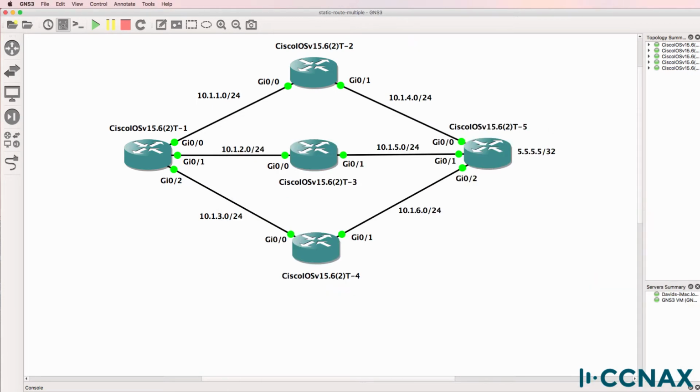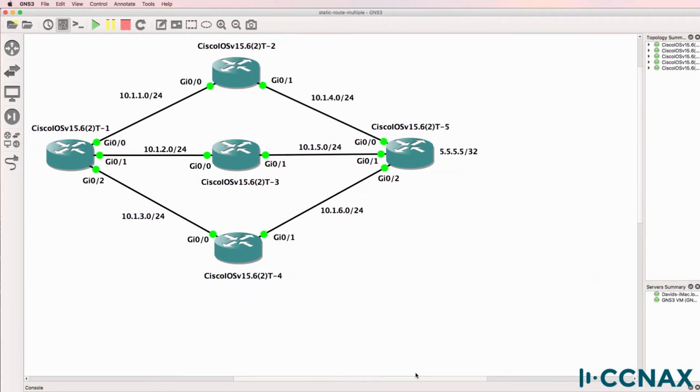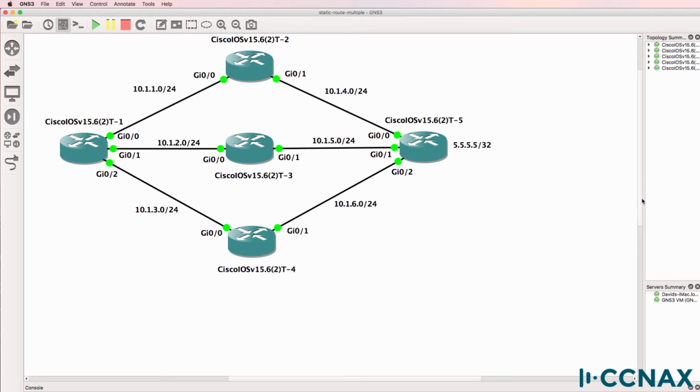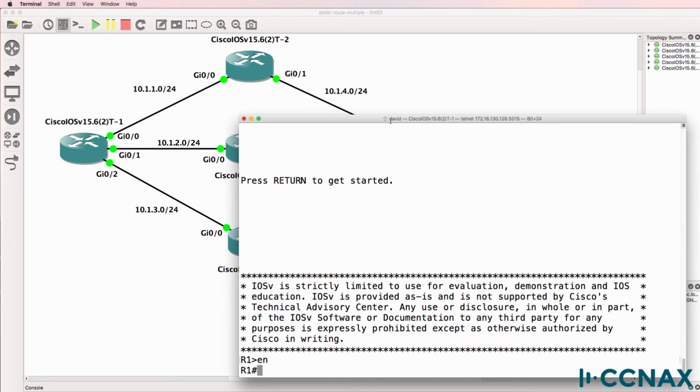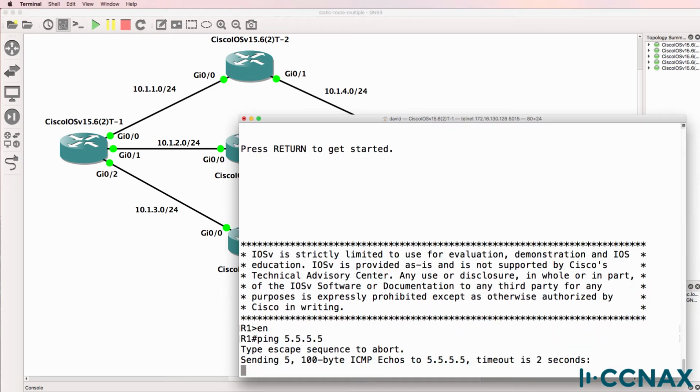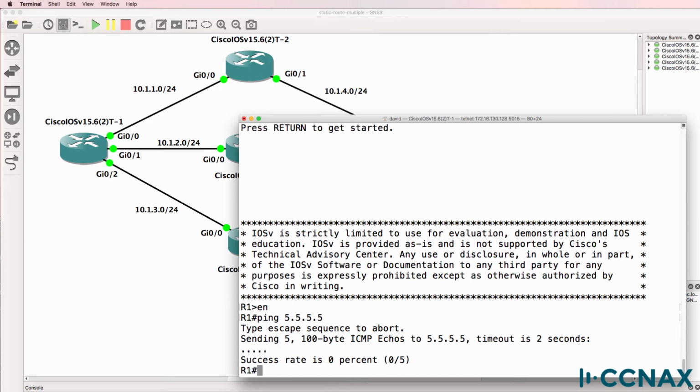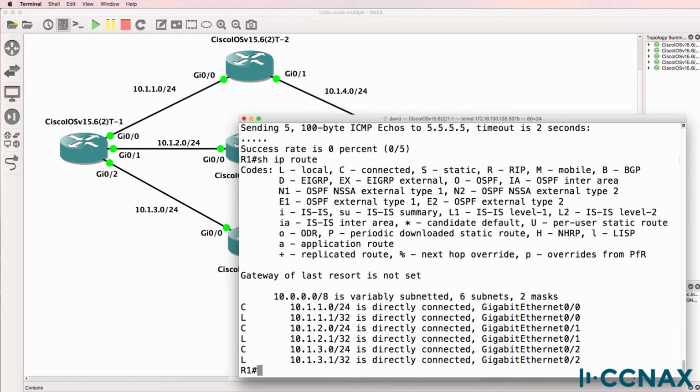What we're going to test is connectivity to the loopback of router 5. So from router 1, is it able to ping the loopback of router 5? At the moment, when I ping the loopback of router 5, we get timeouts. The router is not able to ping it. Show IP route shows us the routing table. What you'll notice is that it only contains connected and local routes. There's no route to 5.5.5.5.